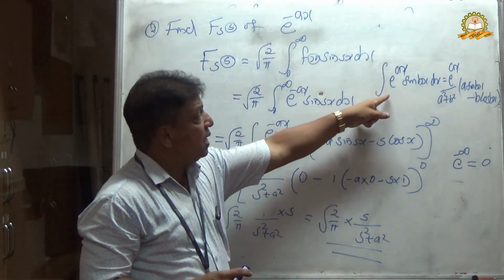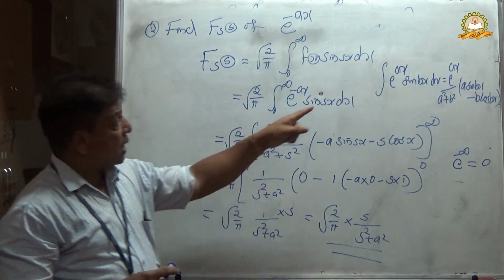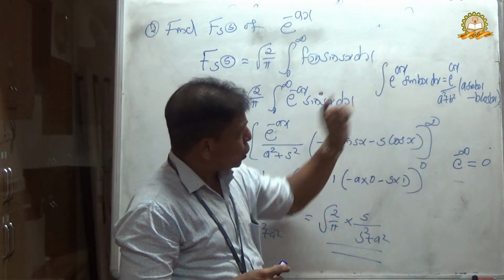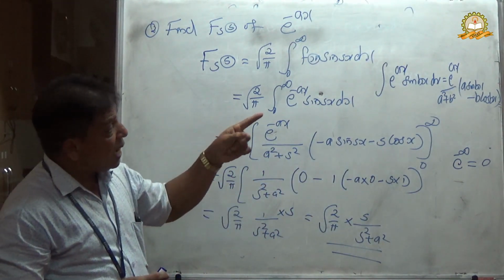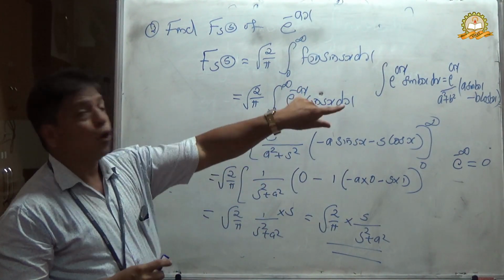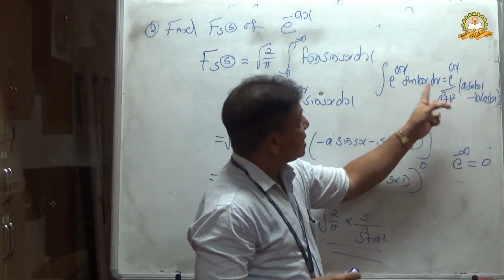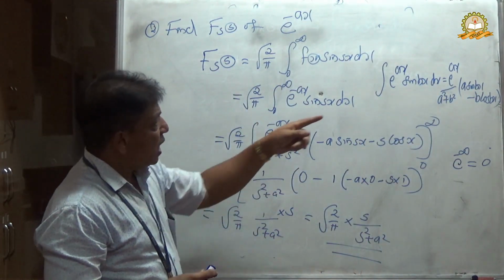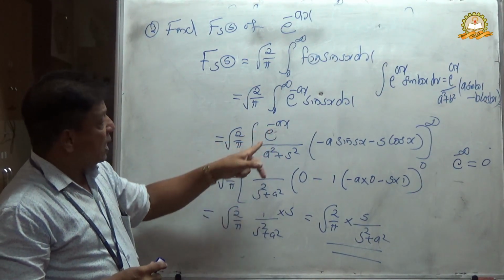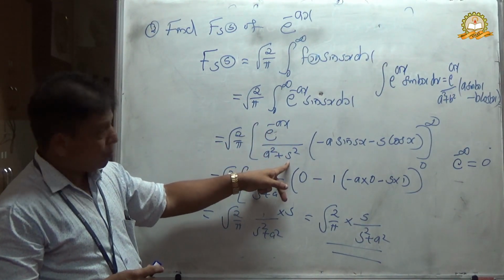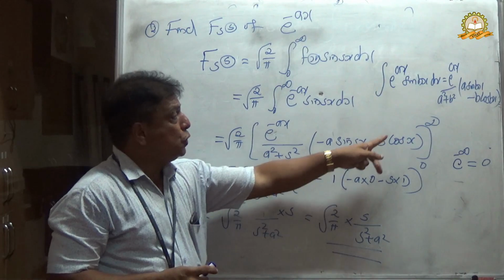The standard result in the integration: integral e raised to ax sin bx dx is equal to e raised to ax by a square plus b square, into a sin bx minus b cos bx. When we apply that formula, we get e raised to minus ax divided by a square plus s square, then bracket minus a into sin sx minus s into cos sx.